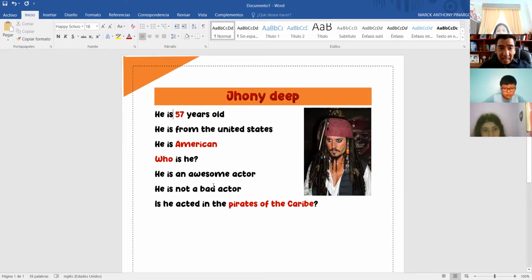Por ejemplo, si el sujeto es he, él, ¿cuál será entonces la conjugación del verbo be? He is, absolutely. Miren, for example, in my case, por ejemplo, I am 45 years old. Felix is 7 years old. Dayanara is 11 years old. Maya and Dayanara are 18 years old. You see, I use the verb be. Utilizo el verbo be. ¿Sí ven?